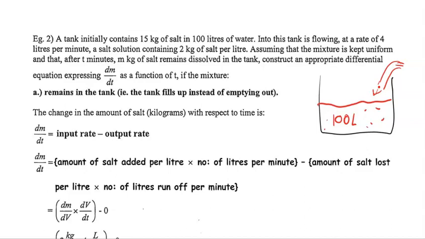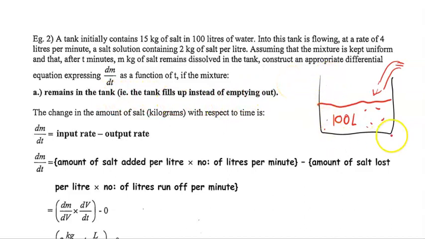Now assuming the mixture is kept uniform, so we're going to make this assumption that it doesn't pile up in one corner. We're going to assume that it's evenly mixed throughout. Assuming that the mixture is kept uniform and that after t minutes, m kilograms of salt remains dissolved in the tank, construct an appropriate differential equation expressing dm, that's the amount of salt in kilograms, how the change in m with respect to t as a function of t, if the mixture remains in the tank, i.e. the tank fills up instead of emptying out.